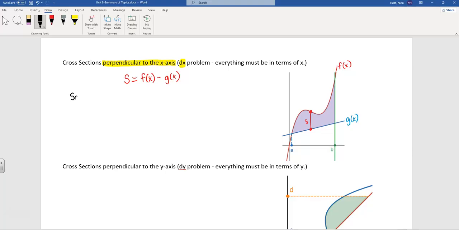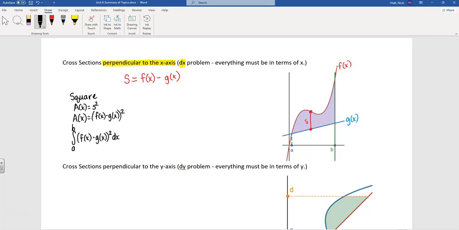So, if you have squares, A of x would equal s squared. So, for this problem, A of x would equal (f of x minus g of x) squared. And you would integrate (f of x minus g of x) squared dx. What would the limits be here? A to b. They come from that x-axis there.